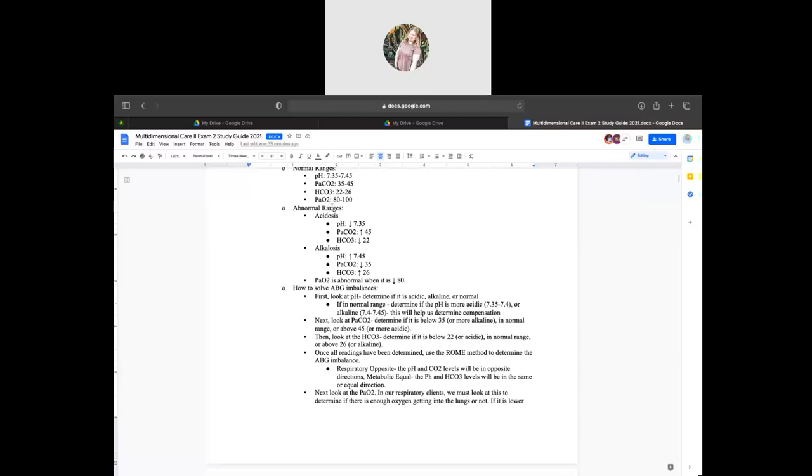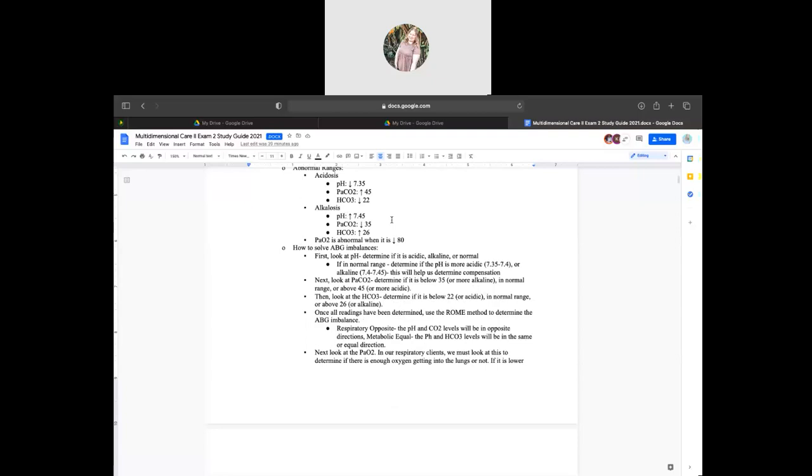Now your abnormal ranges. Remember, you're going to have either acidosis or alkalosis, meaning you're going to be more acidic or more basic. For acidosis, pH is going to be lower than 7.35. PaCO2 is going to be higher than 45. Remember, PaCO2 is an acid, so the more you have, the more acidic it's going to be. And your bicarb is going to be lower than 22.